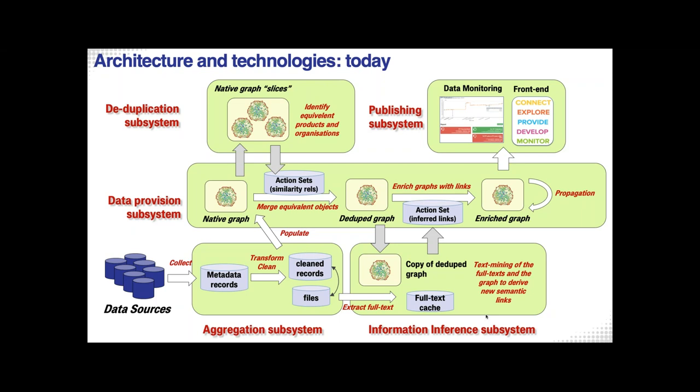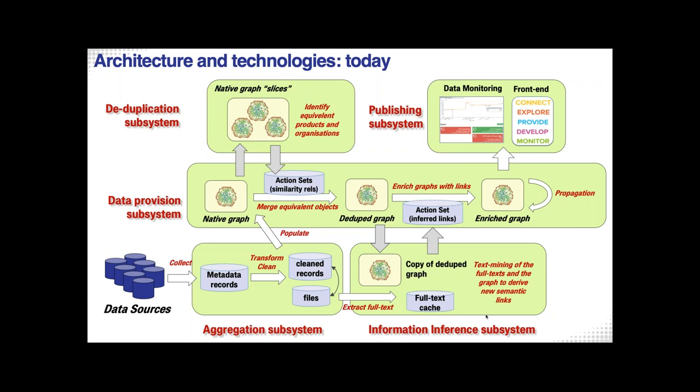And as you can see at the top, we can slice the graph. So we take it from the different entities' point of view. So we can take, for example, the publications or the datasets or the organizations, and we perform the deduplication. As the feedback of this action, the graph is then revised in order to merge the equivalent objects and build a deduped graph. And this deduped graph can be finally enriched with the results of mining, which are bottom right.